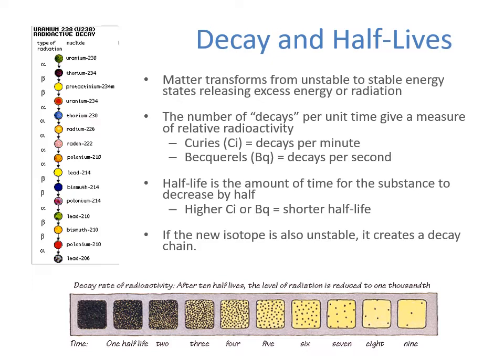Now, half-life is the amount of time it takes for a substance to decrease by half. So you go from the isotope that is unstable. If half of them decay, that's the half-life. If the new isotope is also unstable, that creates what's known as a decay chain.